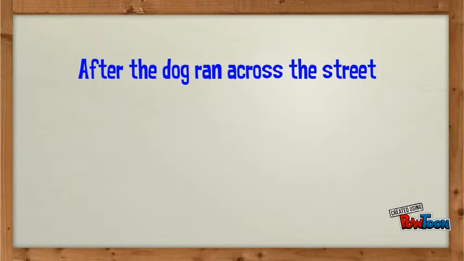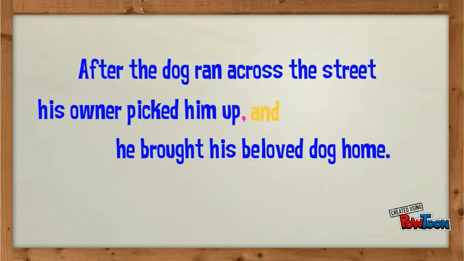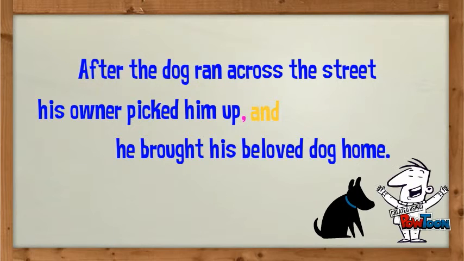Here's an example of a compound complex sentence. After the dog ran across the street, his owner picked him up, and he brought his beloved dog home. The dependent clause is, after the dog ran across the street. The first independent clause is, his owner picked him up, and the other independent clause is, he brought his beloved dog home. The conjunction is and.